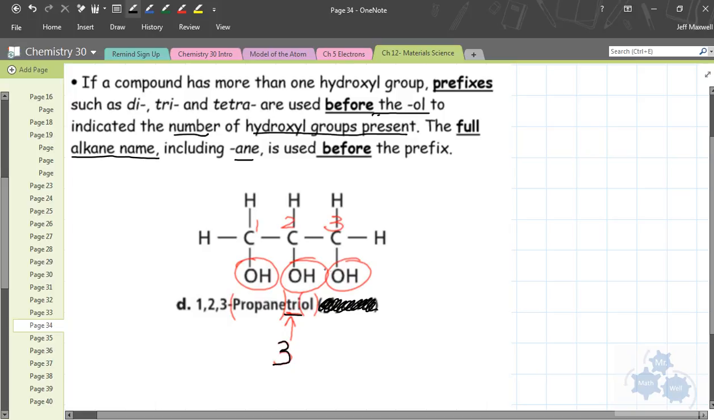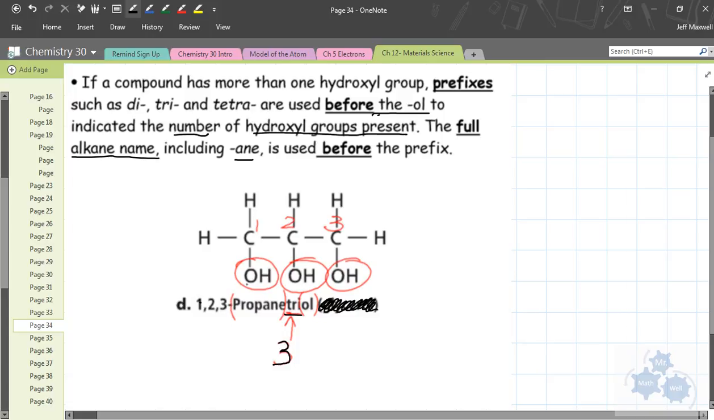Where are these groups? We could have a couple on 1 carbon, right? Or even 3 on 1 carbon. So that's not the case. So we need to name where these hydroxyl groups are. And of course, they're on the 1, the 2, and the 3. There's 1 on each. So that's why we name it 1, 2, 3. Remember, between numbers and words, we'll put dashes.